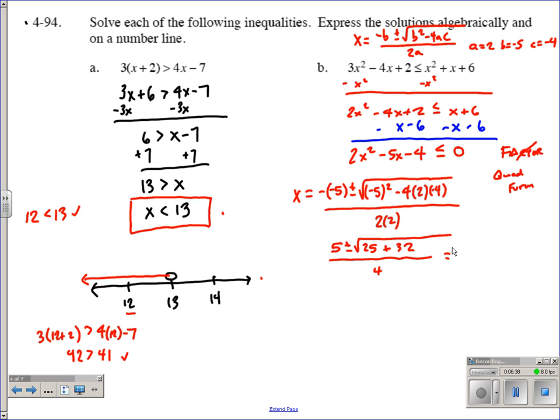See if that simplifies for us. 25 plus 32 is going to be 57. So we're going to have 5 plus or minus radical 57 all over 4. So what we have to think about now is this. This is two coordinates here. This is 5 plus radical 57 over 4 and 5 minus radical 57 over 4.